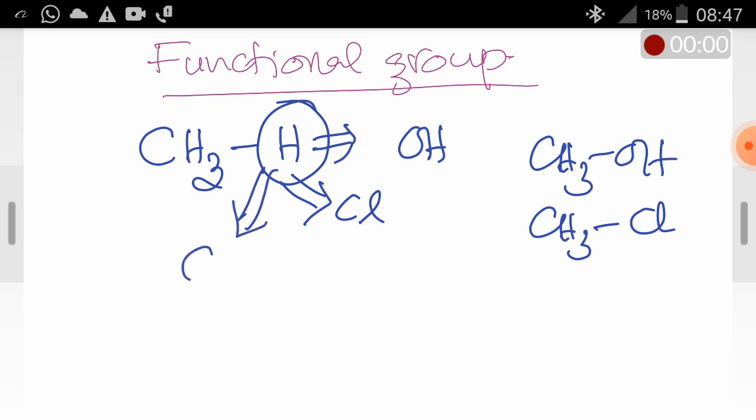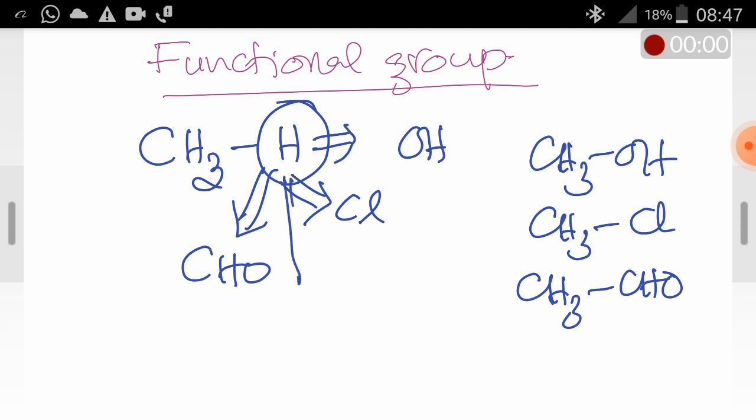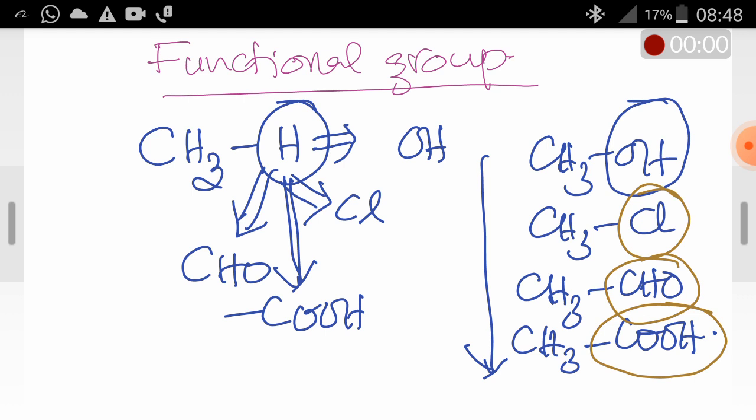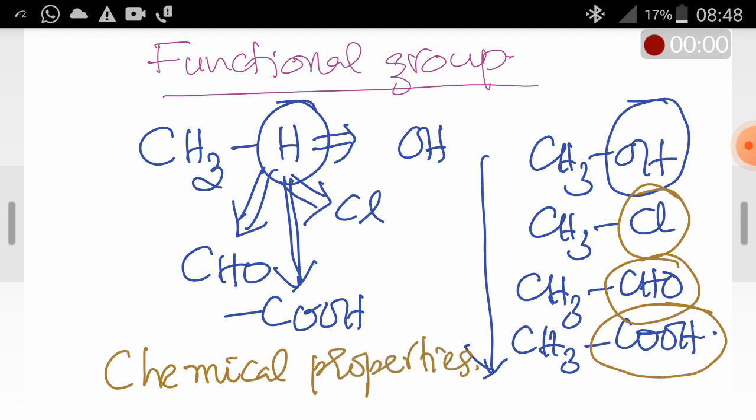If you replace it with CHO, you will get CH3CHO. We call it an aldehyde. Then if you replace it with COOH, this is what we call an acid. So this is methanoic acid. So if you replace this hydrogen atom with an atom or group of atoms, you get a different class of compound. Why do I say different class of compound? These compounds have different chemical properties depending on what the species is. So I stress the species is very important because this set of species determines the chemical properties of these compounds.